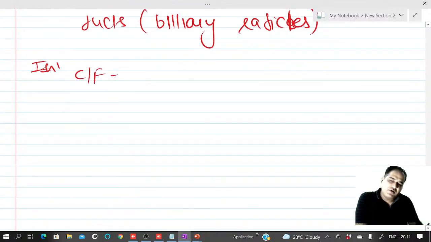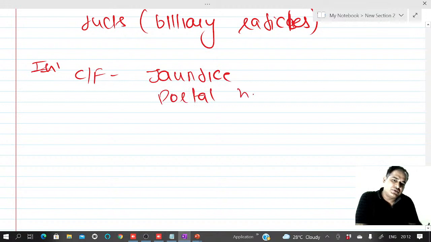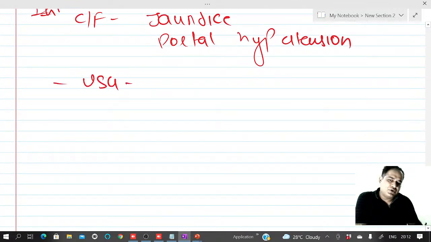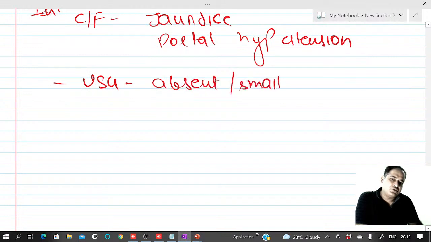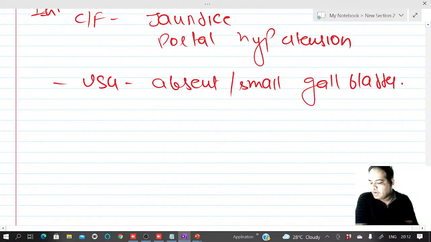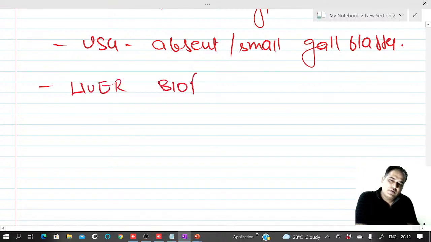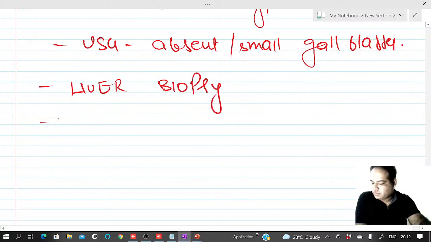Now, how will the child present? Clinical features: the child will present with worsening jaundice and features of portal hypertension. Ultrasound may show an absent or really small gallbladder. Now the diagnostic investigation is liver biopsy.